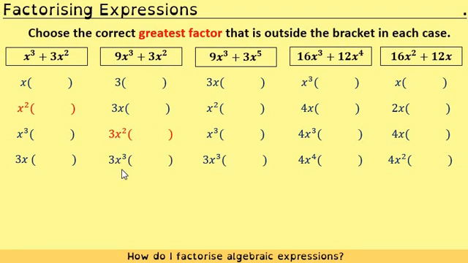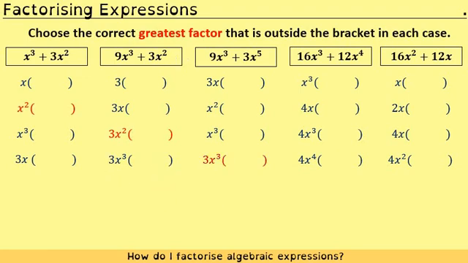This last one is incorrect because we've taken out x cubed, and that's just not possible, because even though we have x cubed in the first term, the second term doesn't have x cubed. It doesn't have 3 x's available for us to take outside the bracket. So that's why the last one's wrong.